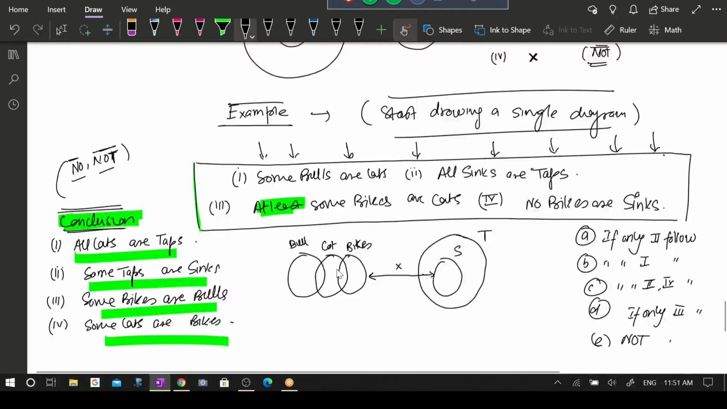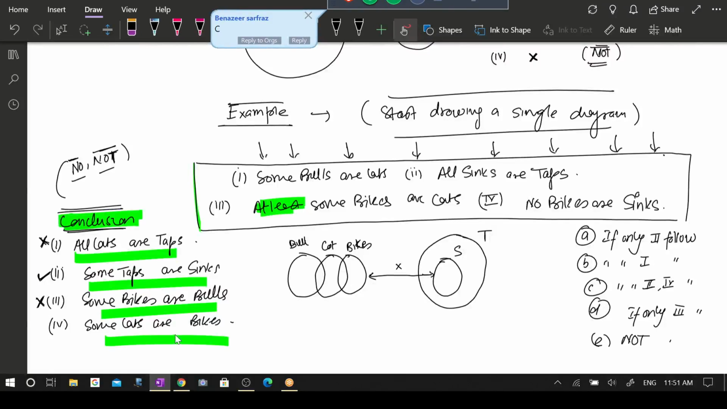All cats are taps. No, wrong. First is wrong. Second, some taps are sinks. Yes, it is true. Third, some bikes are bulls. You can see there is no intersection between bikes and bulls. So not always true.